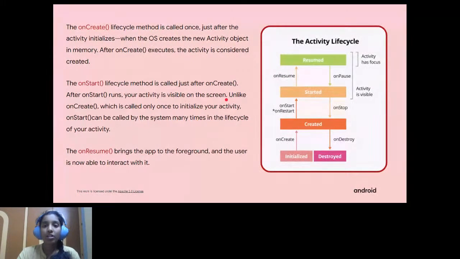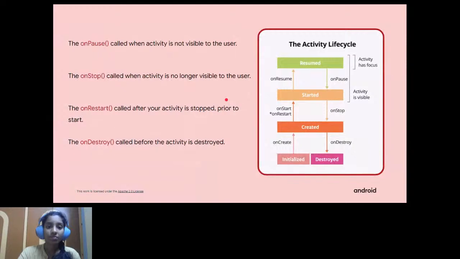Now let's move on to other methods. onPause is called when the activity is not visible to the user. We'll have many applications on our mobile, and we use multiple applications at a time. When we shift from one application to another, the application we were using in the past goes into the onPause method and into the started state.